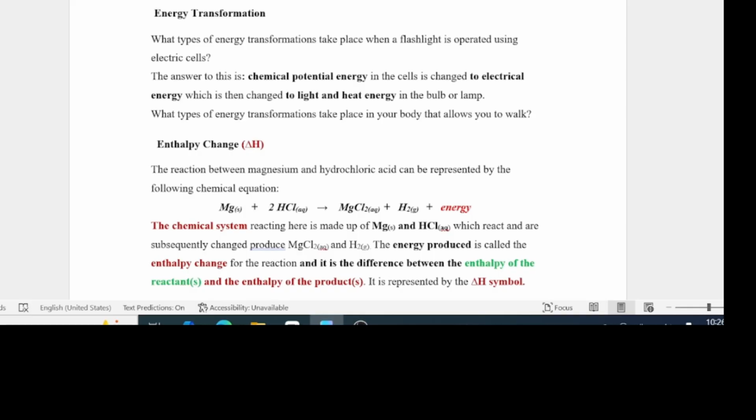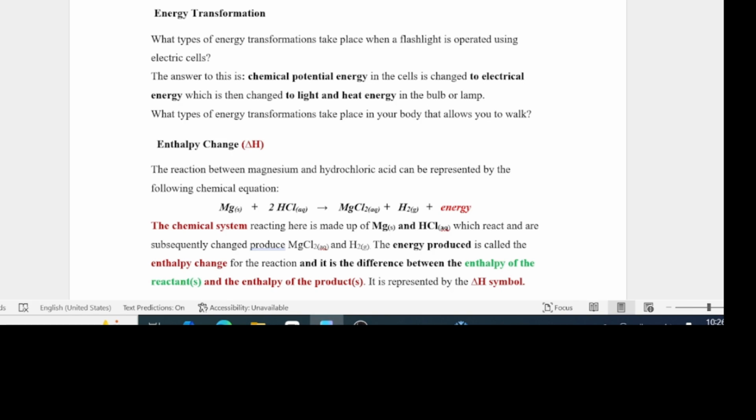So to start this discussion, we would like to ask this question: what types of energy transformations take place when a flashlight is being operated using electrical cells? The answer to this is chemical potential energy in the cells is changed to electrical energy, which is then changed to light and heat energy in the bulb or lamp.